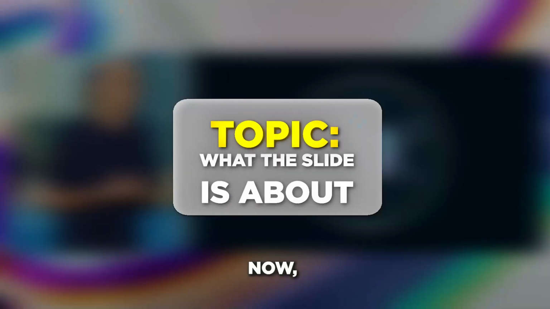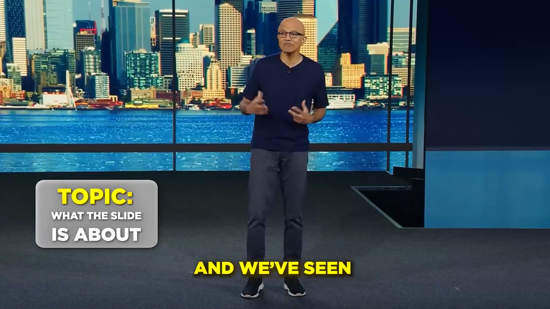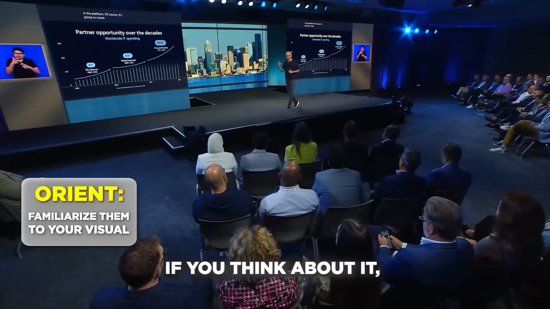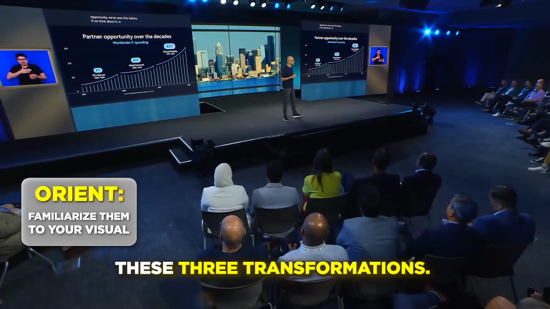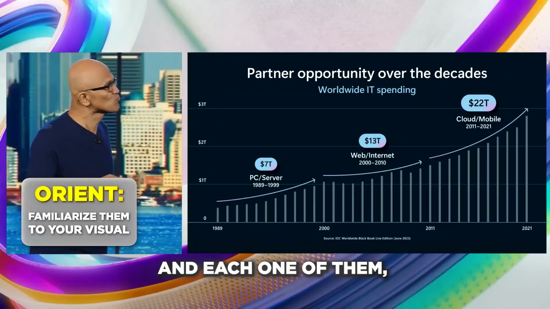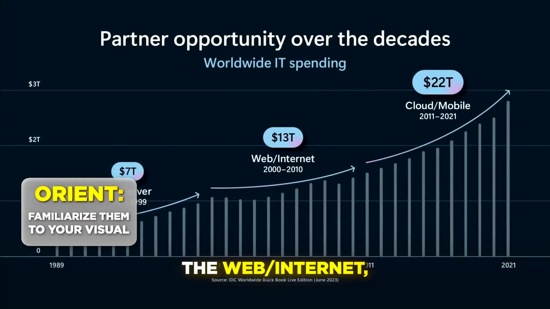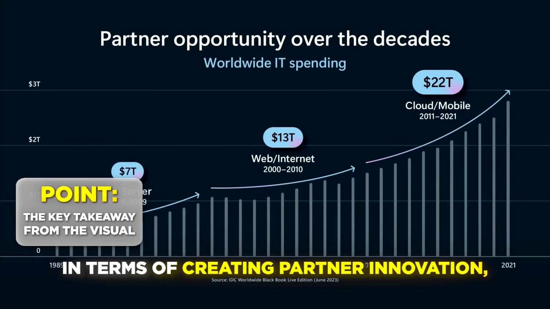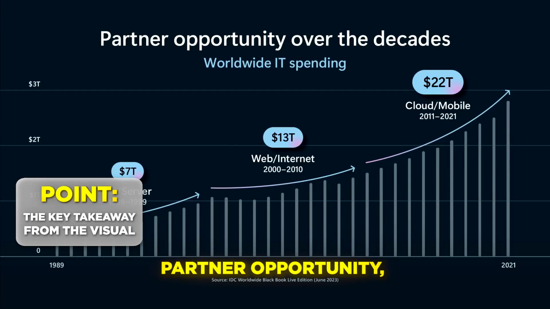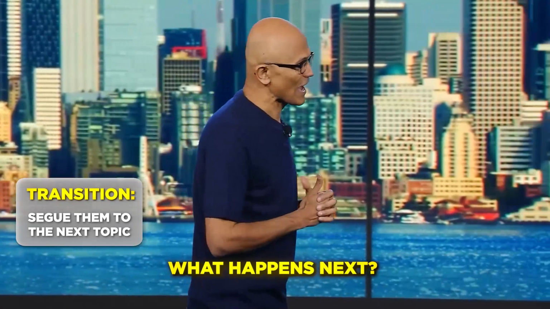Now, of course, it's going to create a massive platform opportunity, and we've seen this before. If you think about it, in my 30+ years at Microsoft, I've lived through these 3 transformations. And each one of them, whether it's the PC server, the web internet, mobile cloud, have been massive in terms of creating partner innovation, partner opportunity, the composition of our partner ecosystem. Now the question is, what happens next?